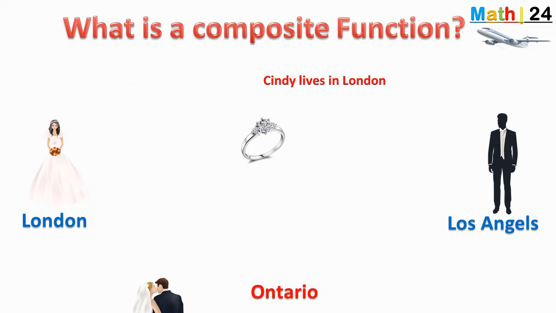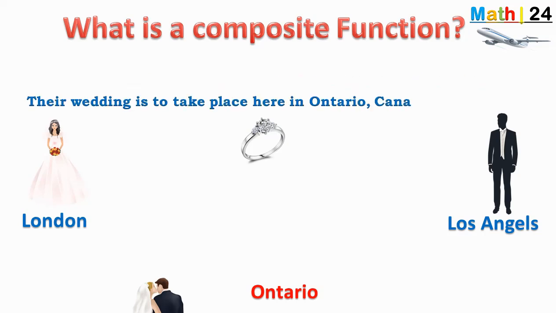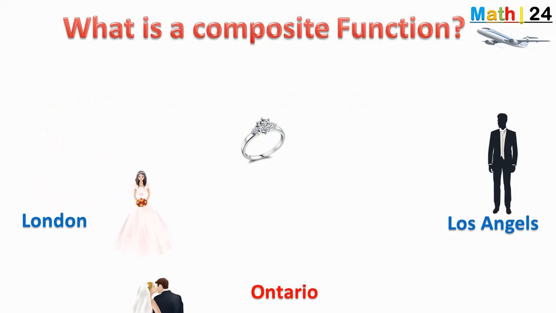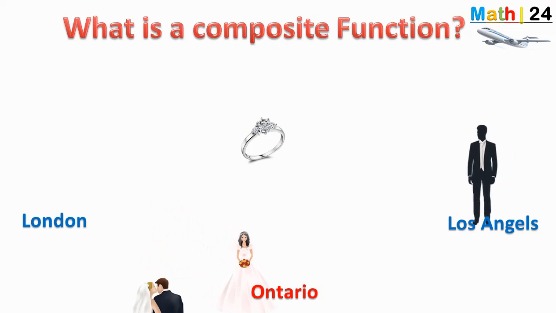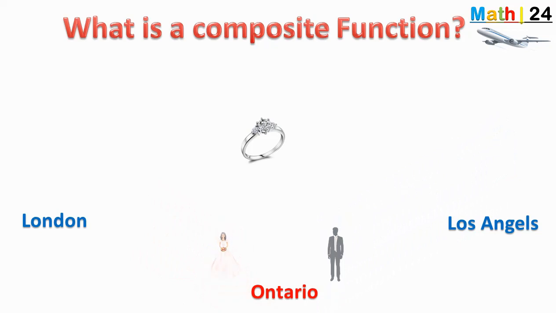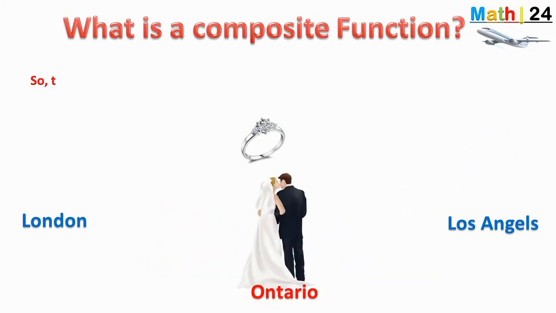Cindy lives in London and Joan lives in Los Angeles. Their wedding is to take place here in Ontario, Canada, and for the wedding to take place, they must be in Ontario and in time. So Cindy has to travel to Ontario and Joan to Ontario from Los Angeles. Now, their wedding actually depends on one thing: Cindy has to travel here to Ontario in time, and Joan has to also travel here to Ontario in time.